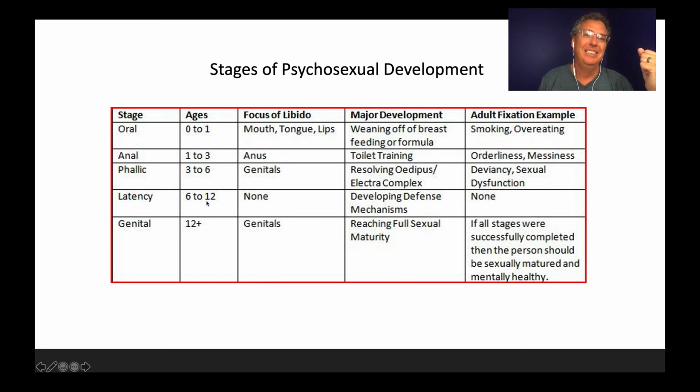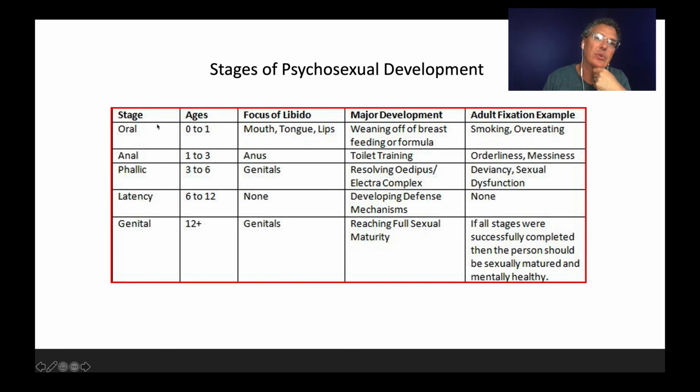Latency, 6 to 12. This period in between where there's really no focus of the libido per se, but you're developing defense mechanisms. We're going to talk about the defense mechanisms when we talk about Anna Freud a little more, because a lot of that was her work, actually. And so this is more a period of learning how to dissipate energy in that reality principle way, in ways that kind of allow it to dissipate. So we'll get to that in a little bit. So for now, let's just say this is when the defense mechanisms are forming. He didn't talk about being fixated at this stage or anything that happens with that.